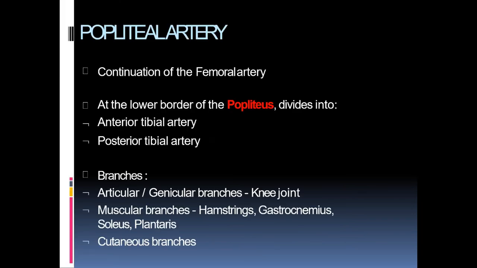Arterial supply of this compartment. Popliteal artery, continuation of the femoral artery at the lower border of the popliteus, divides into anterior and posterior tibial arteries, 2 branches. Then again gives the branches, articular or genicular branches to the knee joint, muscular branches to the hamstring muscles, gastrocnemius, soleus and plantaris, and also gives the cutaneous branches.